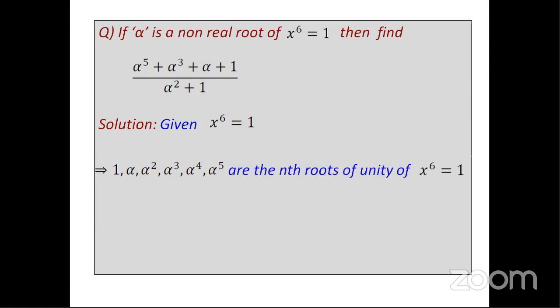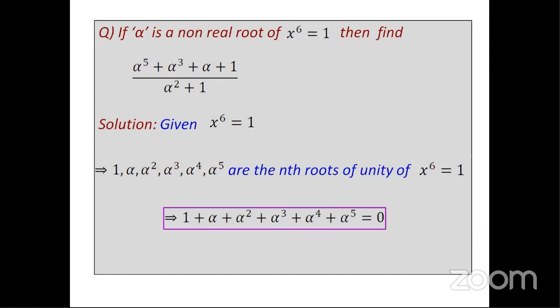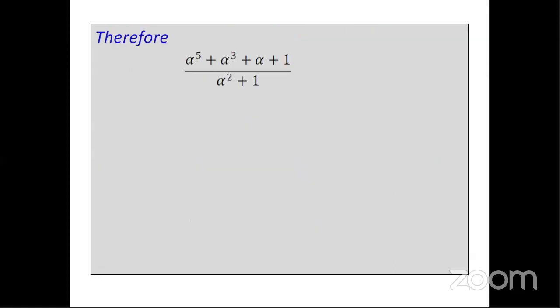Hope you got this, children. Then the sum of all these is 0. That means 1 plus alpha square plus alpha cube plus alpha power 4 plus alpha power 5 is equal to 0. Now, we will consider the problem which is given to us.